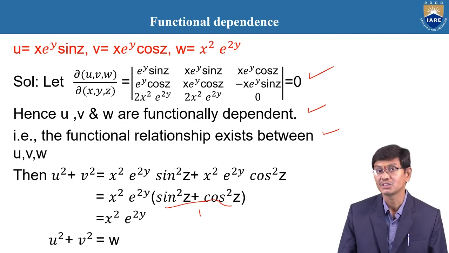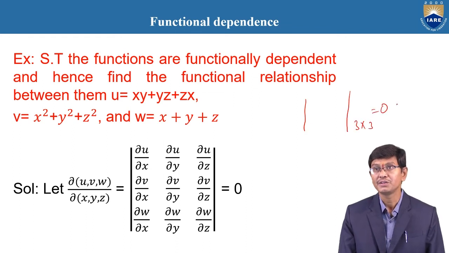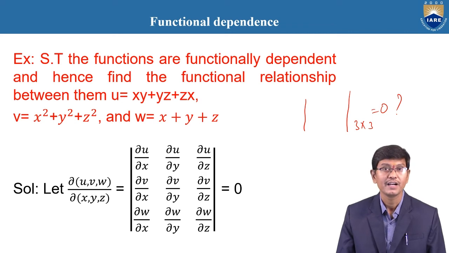Because it is a given, the functions are clearly functionally dependent. Next, show that the functions are dependent, and hence find the relation between them also. Therefore, here also, according to the given functions, there are three dependent variables, that is u, v, w. Therefore, the determinant we need to check out: if it is equal to 0, then it is functionally dependent; if it is not equal to 0, then functionally independent.